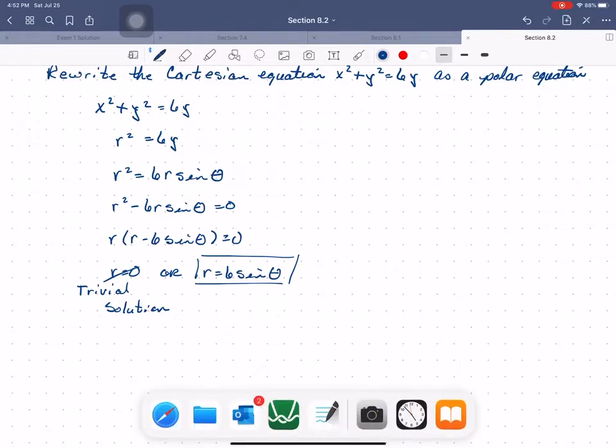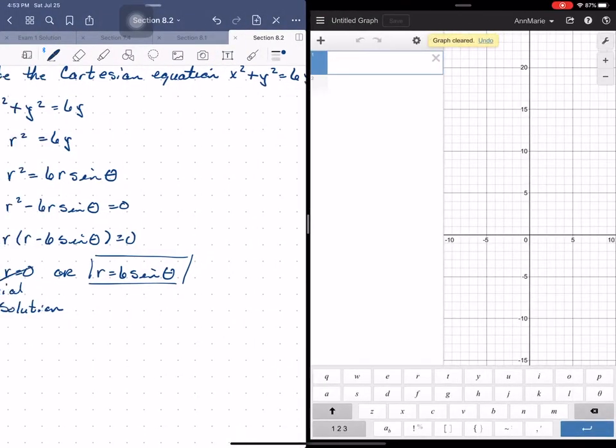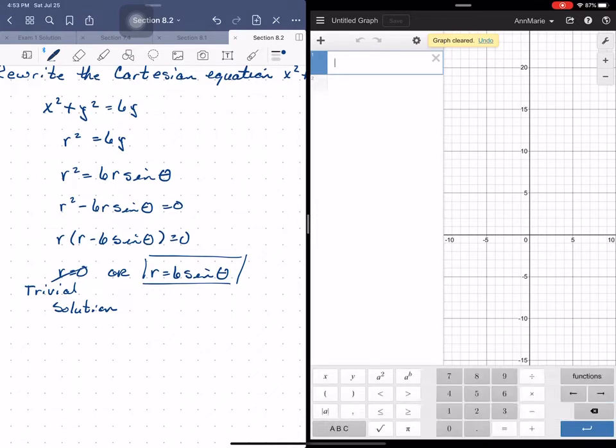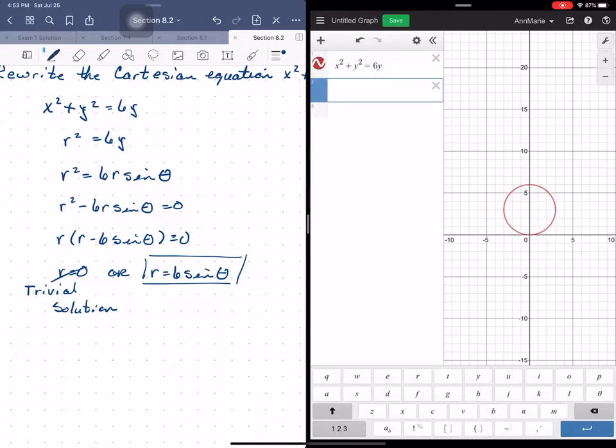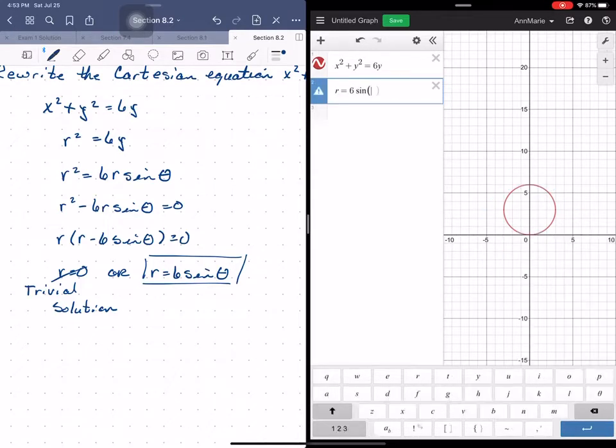Now how can we check that? Well, if we go to Desmos, we can put in the Cartesian equation, and we see we get an offset circle, with diameter 6, and that looks like what we remember seeing. So r equals 6 sine theta. Sure enough, we did it right. We got the same equation in both coordinate systems.